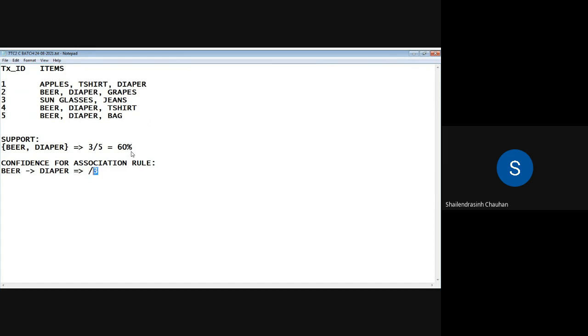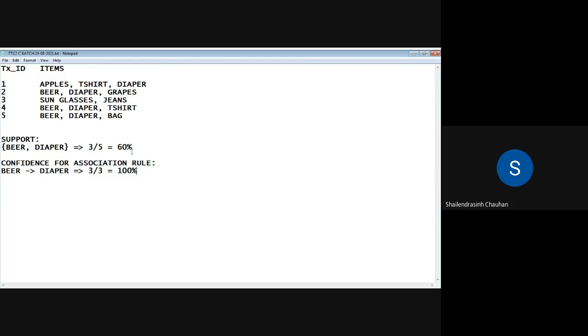Now out of all those 3 transactions where you have beer, in how many transactions do you also have diaper along with beer? All 3 transactions, so that means 100%. What does it mean? Wherever you have beer, you also have diaper. You are 100% sure that along with beer, diaper will be there. This is how you find confidence.